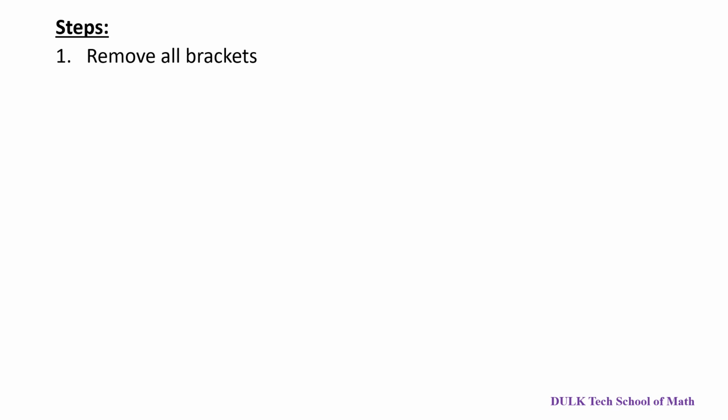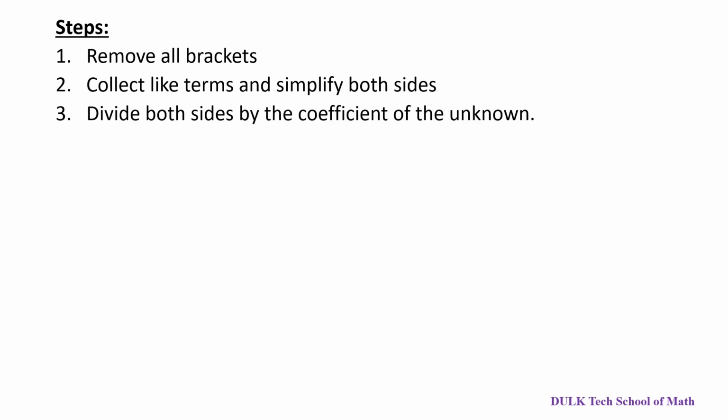Right, then from step 2, this is now the same as simple linear equations that I explained in another video, but I will still explain the same concept here, where we'll be collecting like terms and simplifying both sides, making sure that we have a single term on the left hand side and a single term on the right hand side. Right, then the final step is to divide both sides by the coefficient of the unknown, so that we remain with the unknown only on one of the sides of the equal sign.